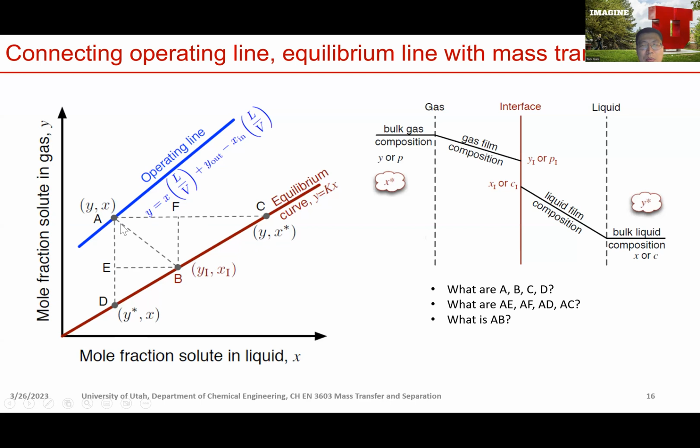The last line is AB. What is AB? A is the bulk composition and B is the interface composition. We previously derived that these two points sit on this curve. We derived this curve by letting the mass transfer flux in the gas phase be equal to the mass transfer flux in the liquid phase. So basically, it is the mass transfer line.